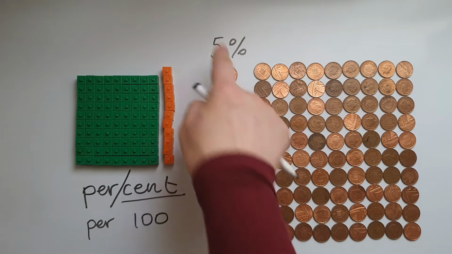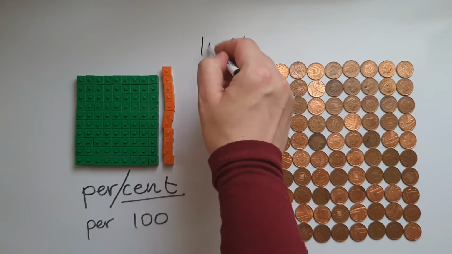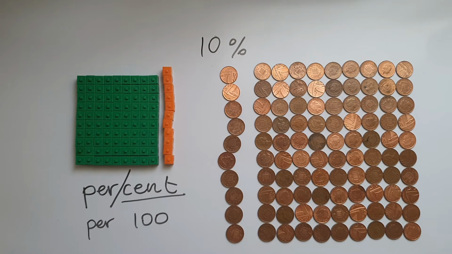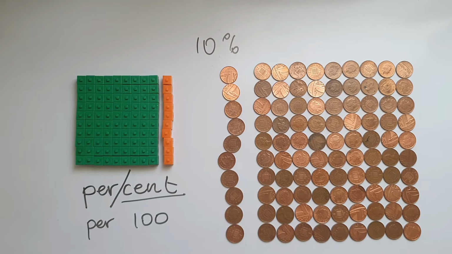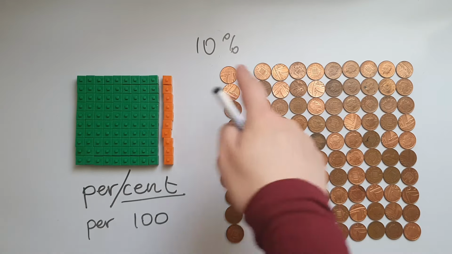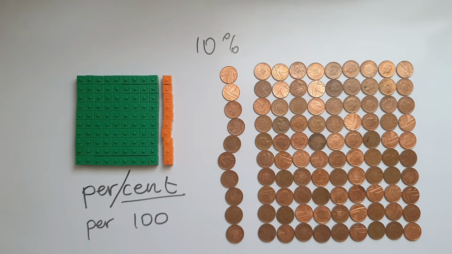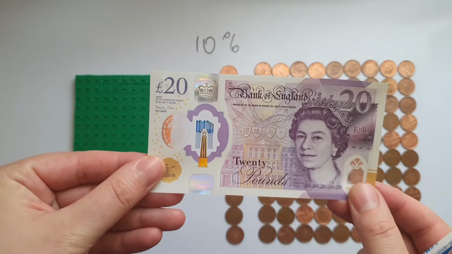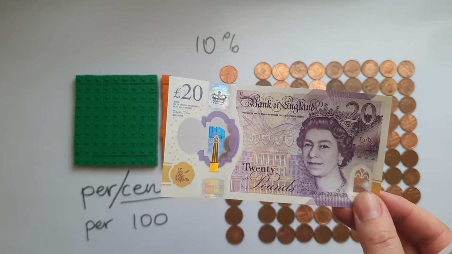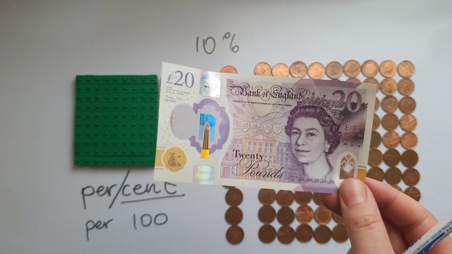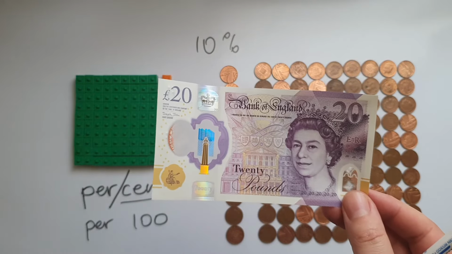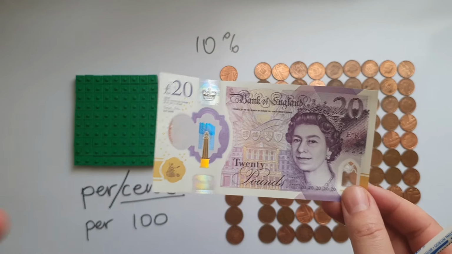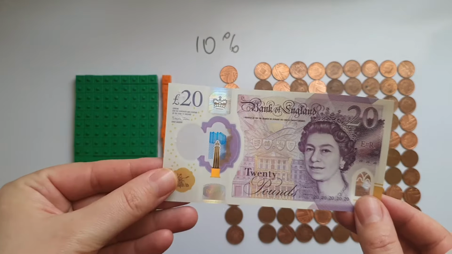So 10% is also 1 out of the 10, or 1/10. So 10% is double 5%. 10 out of 100. So if I work out 10% of the £20, 10% means 10 pence for every pound. What about for £20? That's going to be 200 pence or £2.